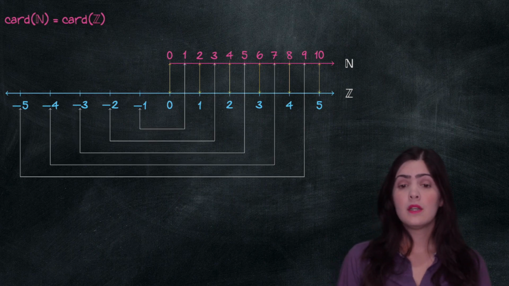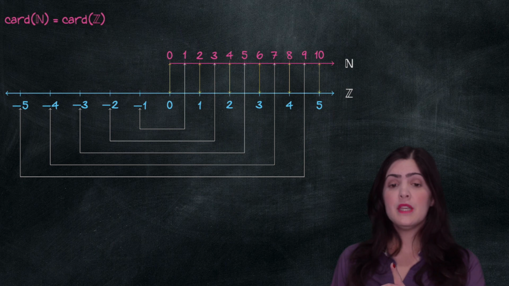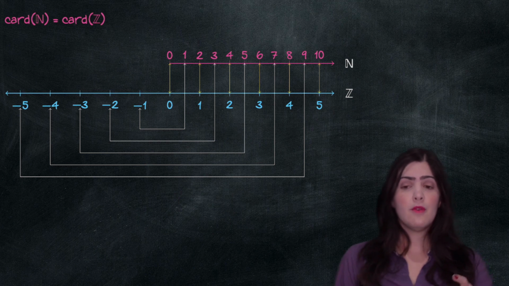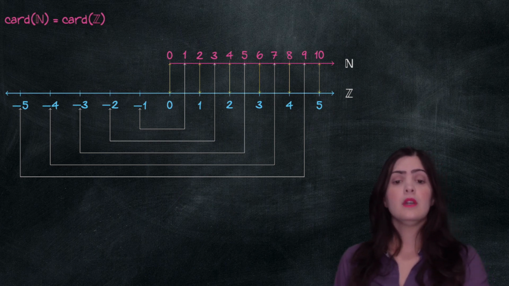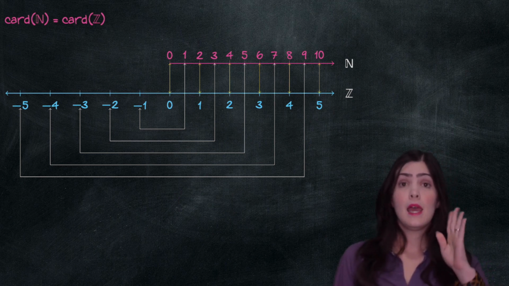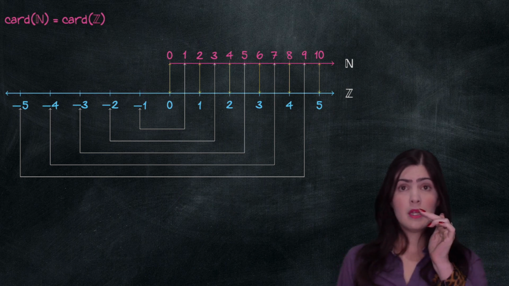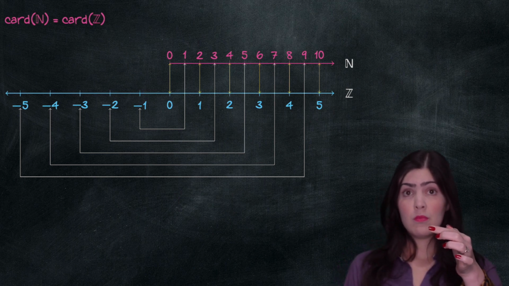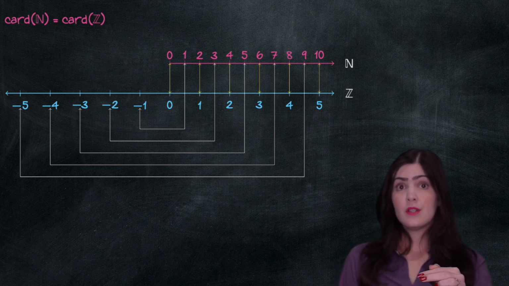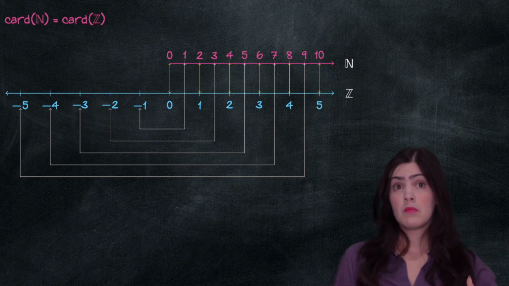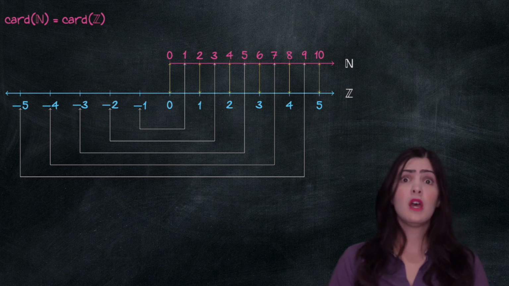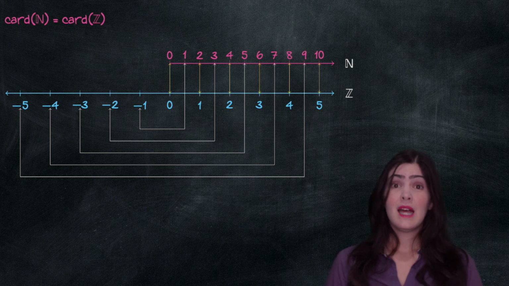And now what I need to do is, what should the output be for each odd natural number? Well, I will send 1 to -1, 3 to -2, 5 goes to -3, 7 goes to -4, 9 goes to -5, 11 would go to -6, and so on. So as you can see, each natural number is mapped to a different integer, and also each integer is the image of some natural number. So this function is injective and surjective, so it is bijective.